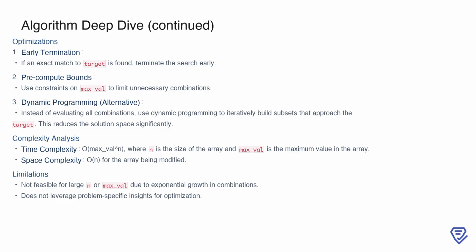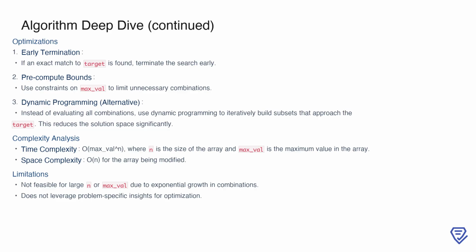One way is to implement early termination. If we find a combination that matches the target exactly, we can stop further computation immediately. Another optimization is to pre-compute bounds based on the maximum value, which helps in pruning unnecessary combinations. A more sophisticated alternative is to use dynamic programming. This technique builds subsets iteratively, reducing the solution space significantly and avoiding the need to evaluate all combinations.